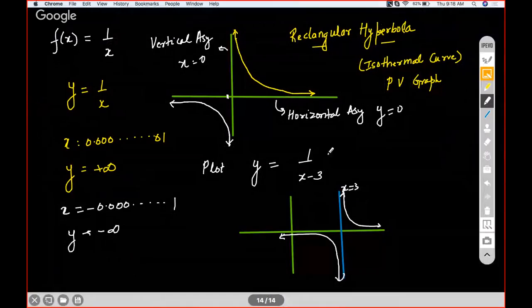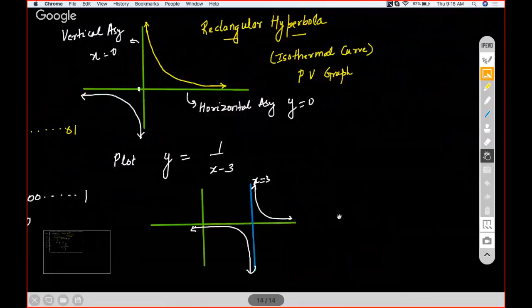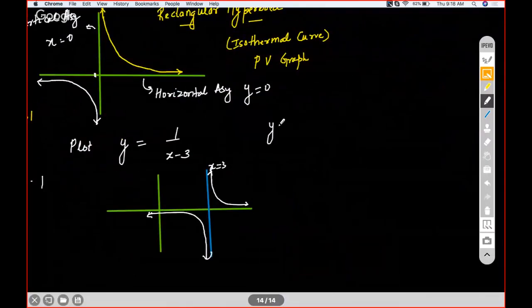If I ask you to plot the graph for it, it's basically tending towards x equals 3, but it's never x equals 3, because if it does reach x equals 3, then it becomes not defined, when it is infinity. So an asymptote is a line which touches the curve at infinity. Now plot this graph.